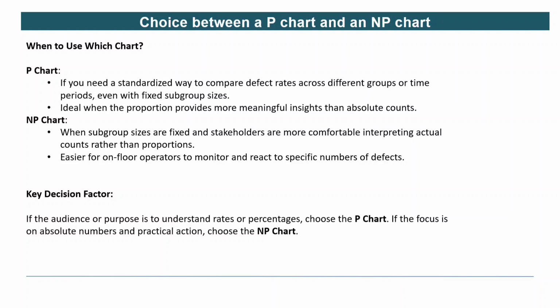So as a last takeaway point, the key decision-making factor of whether to use a P chart or an NP chart is whether the audience or the purpose is to understand the rate, or proportion, or percentage, whichever way you want to call it. If so, we can go for a P chart, which gives you a macro, larger picture. But if the focus is on absolute numbers, more practical, closer to the place where the action happens, for people operating machines and shop floor supervisors, then the chart you should use is the NP chart.